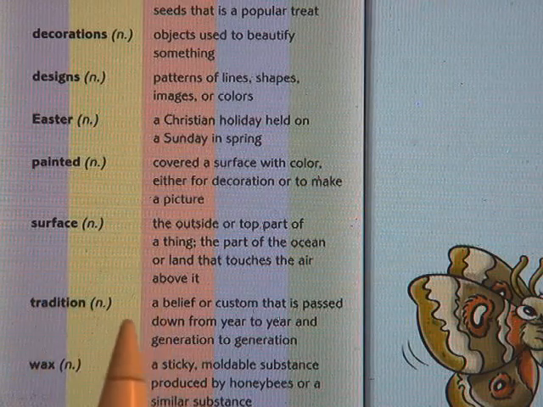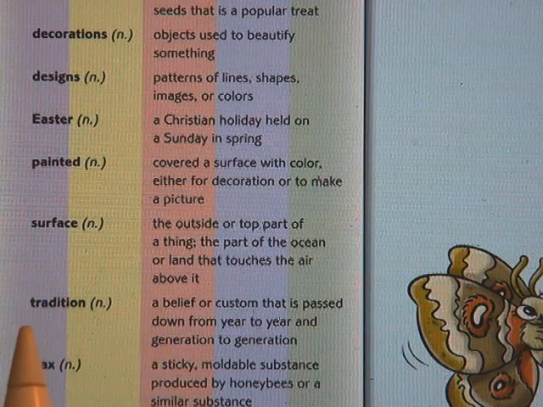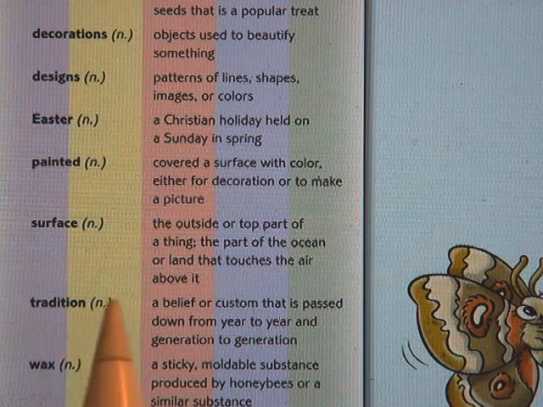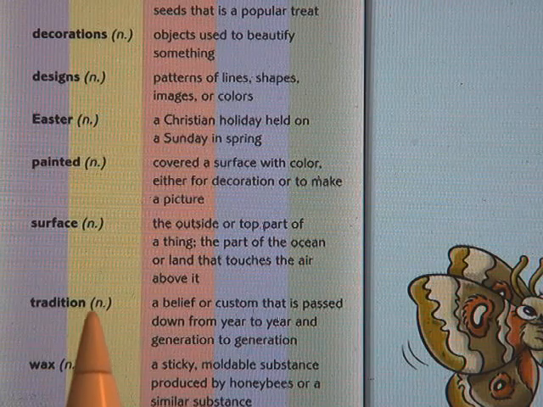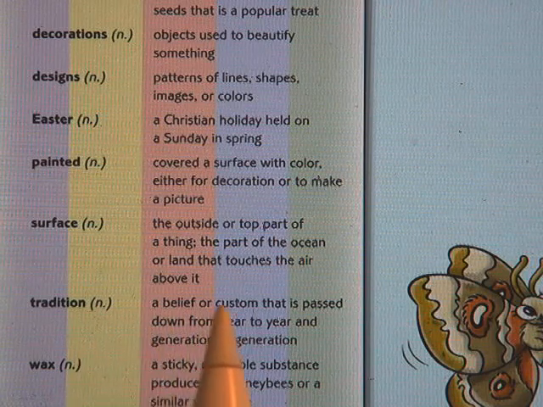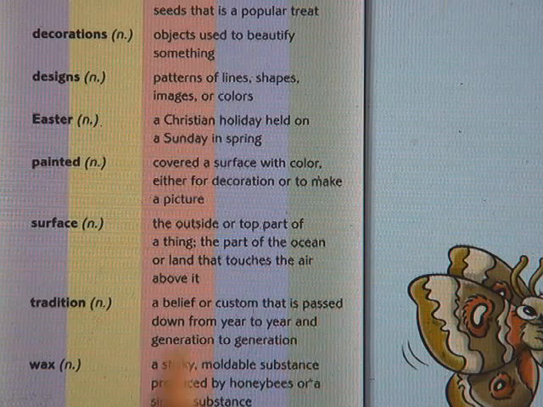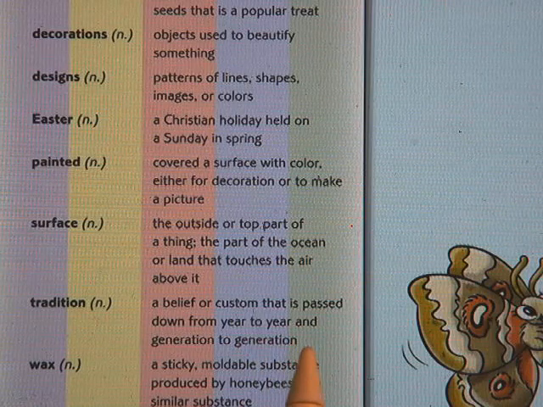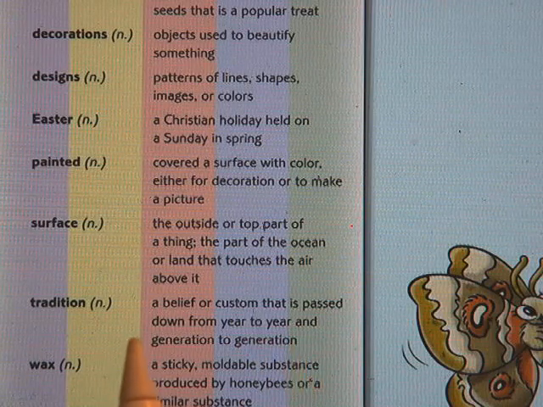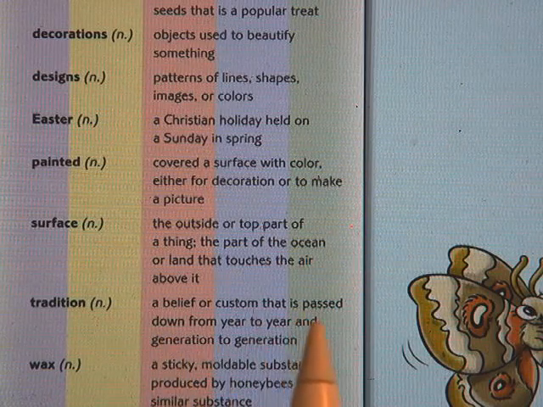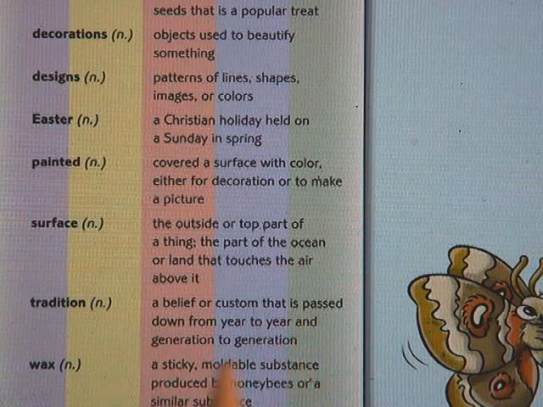Say tradition. Spell it: T-R-A-D-I-T-I-O-N. And it's a noun. Remember, a noun is a what? That's right, a person, place, or thing. A belief or custom that is passed down from year to year and generation to generation. Say tradition. That's right, a belief or custom that is passed down from year to year and generation to generation.